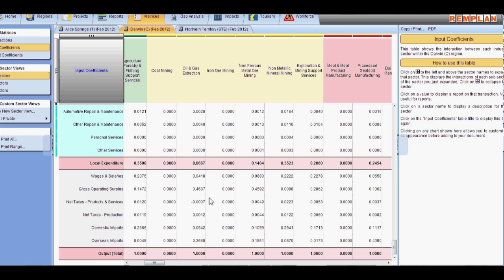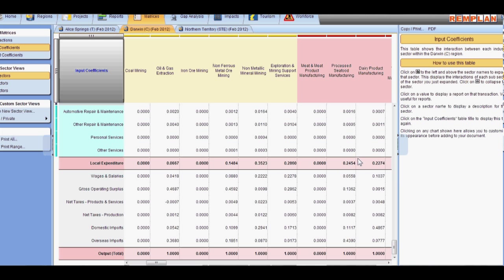For instance, let's say oil and gas extraction: for every $1 of output, we're estimating that 6 cents, or close to 7 cents, is spent on local goods and services. Whereas for processed seafood manufacturing, it's considerably higher: for every $1, close to 25 cents is spent on locally sourced goods and services. Now, that ability to purchase things locally, that local expenditure, depends on the capacity of all of these industries to supply. And once again, all of that is underpinned by local employment data.